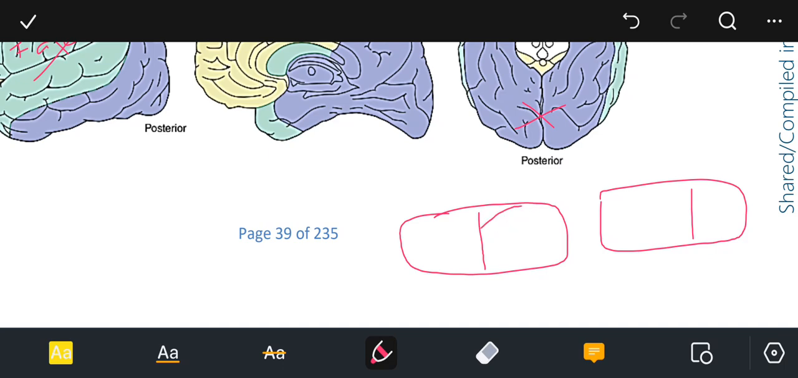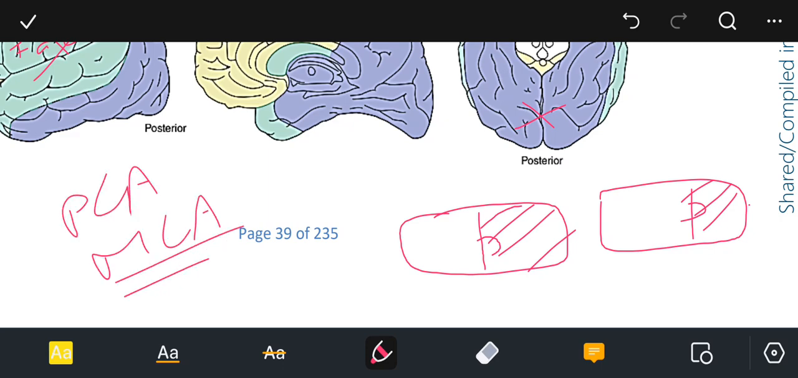Homonymous means the same side of the visual field has gone. Like if we are affecting the right occipital lobe, the left half of the visual field in both eyes will be gone, right? But there will be sparing of the macular area in both eyes, because the macular area is supplied by the posterior cerebral artery as well as by the middle cerebral artery. That is why, when there is an infarct in the posterior cerebral artery, the macula is spared.